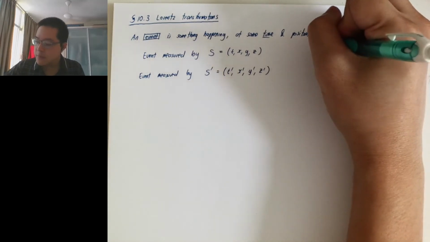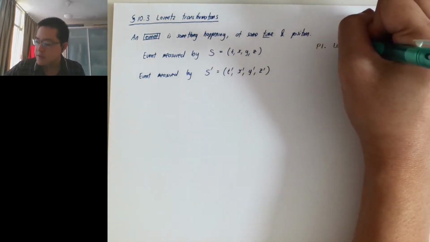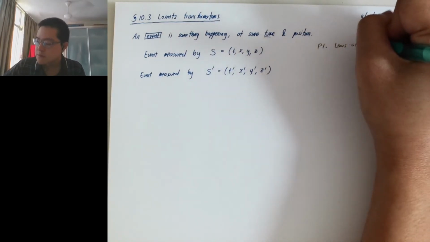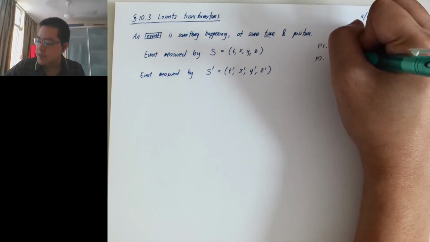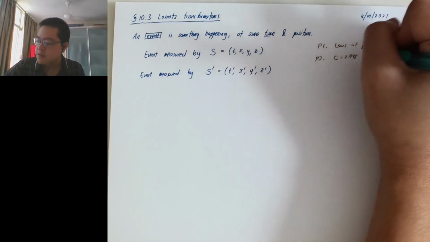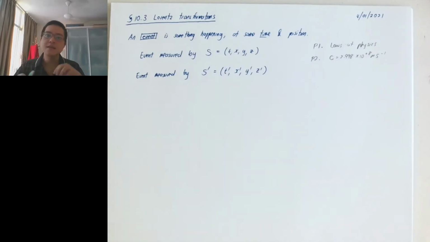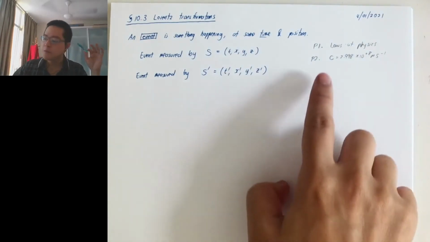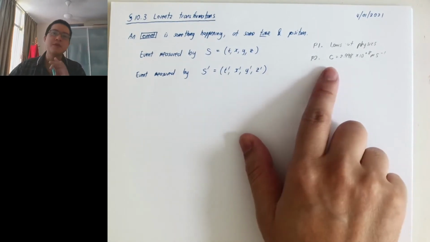Let me remind you, we have two postulates of special relativity. The first is about the laws of physics, and the second postulate is the speed of light. The speed of light is always constant for any frame, which is 10 to the power 8 meters per second. That is the basic postulate of special relativity, and in our later discussion we will always talk about postulate 2 only.